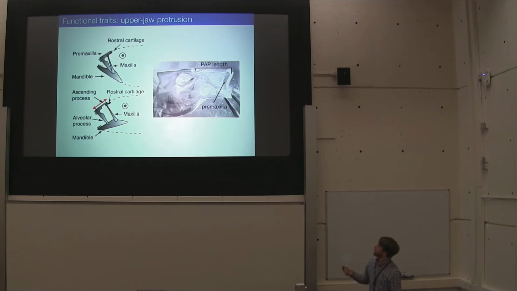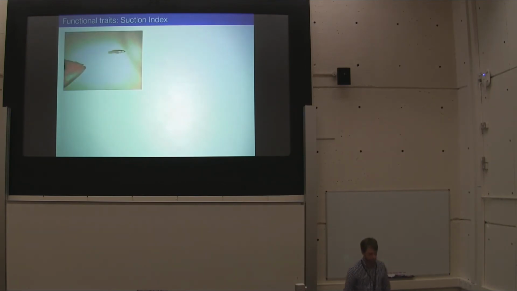Another simple measure is a proxy for jaw protrusion. Many acanthomorph fishes have extensive protrusion of the upper jaw with the premaxilla here, and you can get a pretty good proxy for that by looking at the length of the ascending process. So I've done that. And lastly, we have suction index.